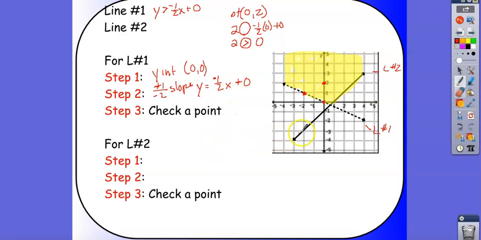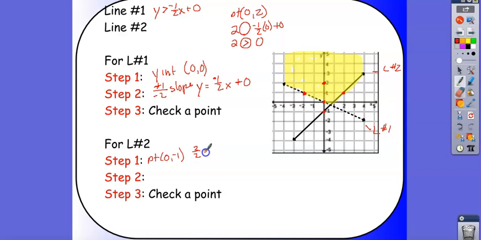The next one, does it cross? Yes, yay. If it crosses, then I can write it in slope-intercept form. So if it's going to be in slope-intercept form, I know I have the point 0, -1, and I need to count to figure out the slope. So I'm going to pick another point on the line. Okay, so if I go up 1, 2, and I go over 2, that would be 2 over 2.